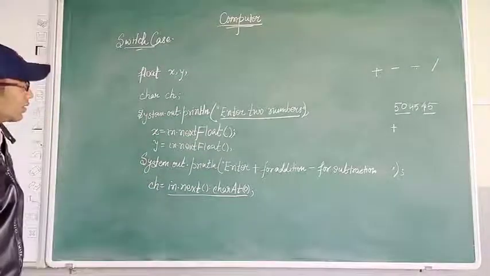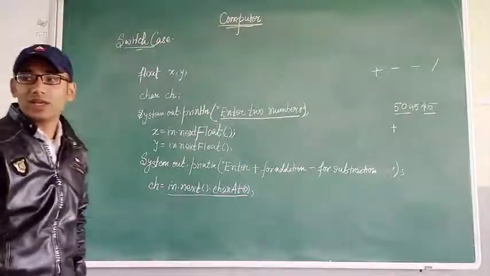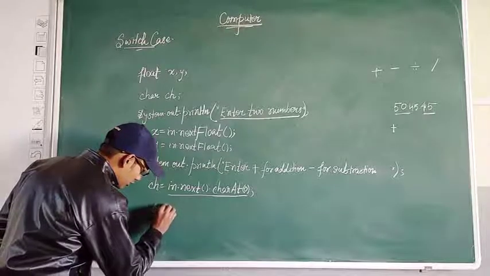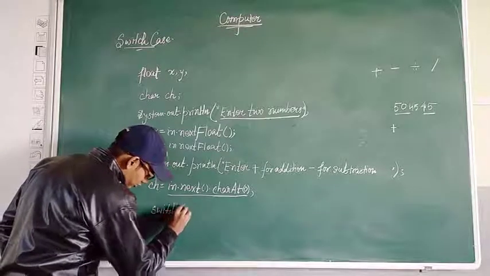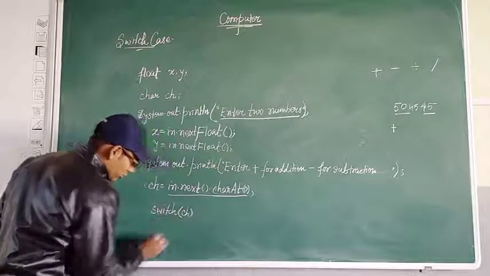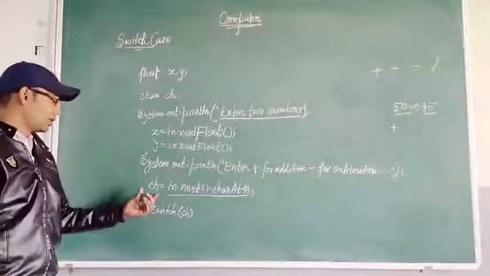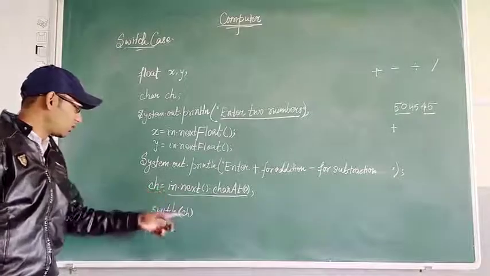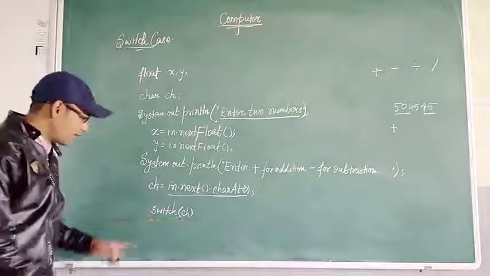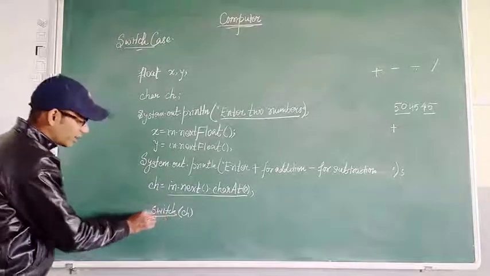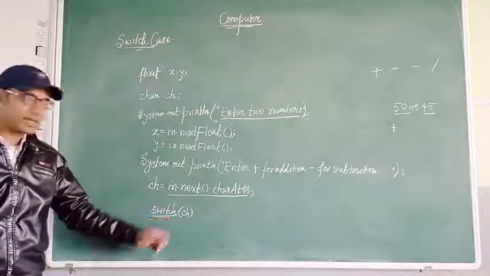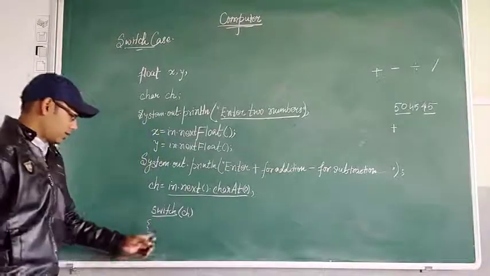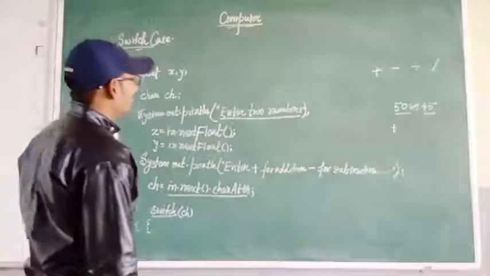Okay. Now we are supposed to utilize switch. Yes, switch. That means the value which is being stored inside ch, this value we are supposed to write inside switch. Everything over here is written in small letters. Okay, switch, all in small letters. After that, bracket open. No more space. Okay.